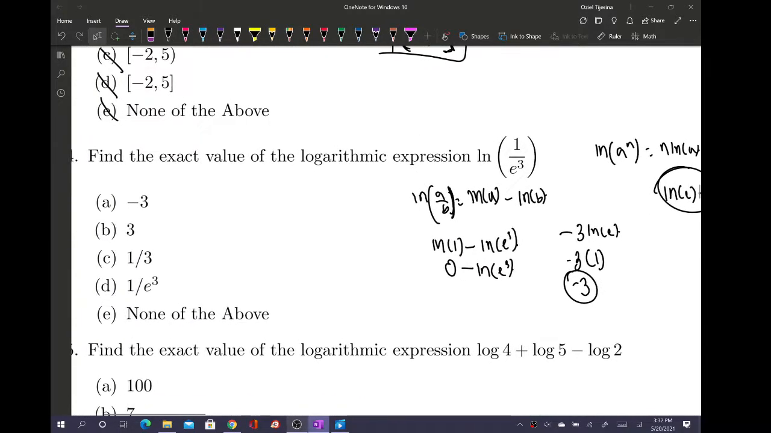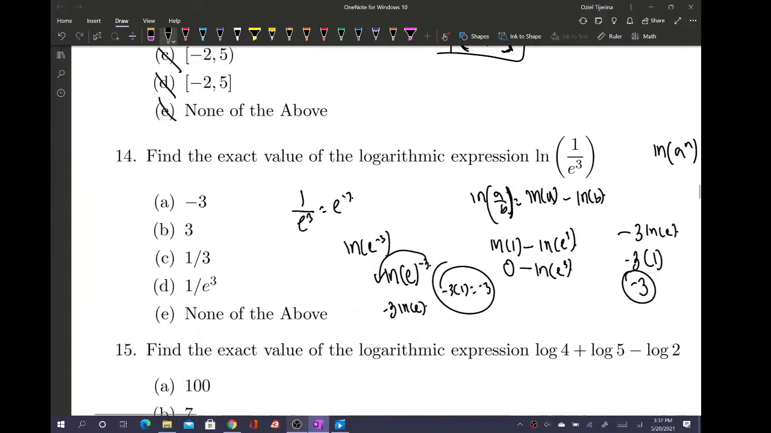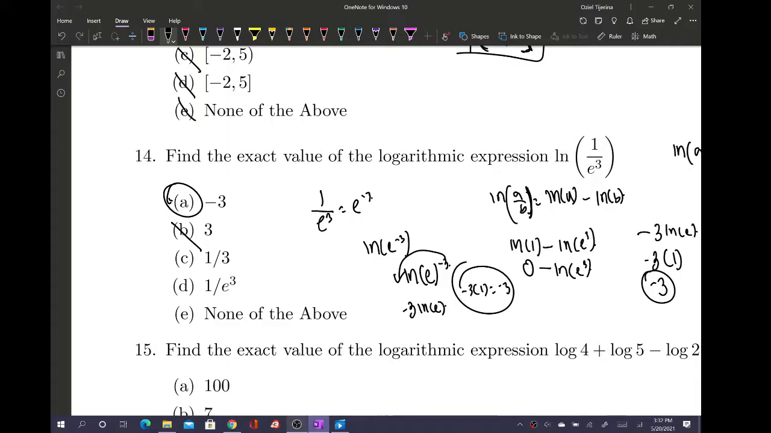The other way is to say that 1 over e cubed is equal to e to the -3, so you would have ln of e raised to the -3 power, and you move the exponent to the front. You would have -3 ln of e, and since ln of e is 1, you get -3 times 1, which is -3. This is another way to do it. So your answer to this one is A, -3.